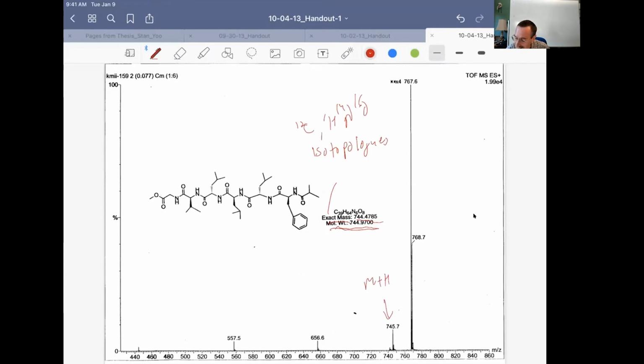we see at 745.7 or 745.5, I suppose it would really be, the M plus H peak. And if you look closely here, you'll see the C13. So this is with one C13, the isotopologue.